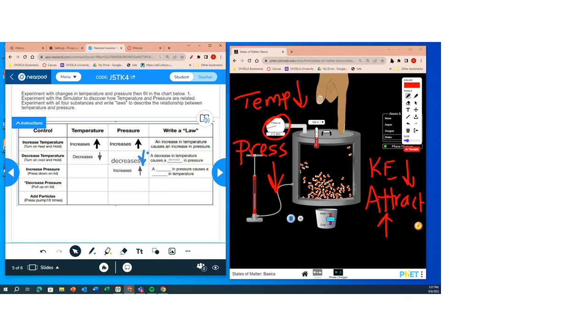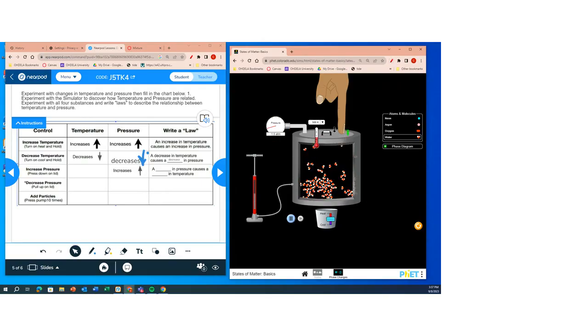So let's look at increasing the pressure. We're going to clear this out. We're going to increase the pressure by pushing down on this. Right? So if we increase the pressure, what do we notice about the temperature? We notice the temperature is rising. You can see the pressure is going up. We're squeezing, squeezing, pushing those molecules closer together. So we're forcing them together, and that increases the temperature. It increases the kinetic energy, and they're going to attract each other more.